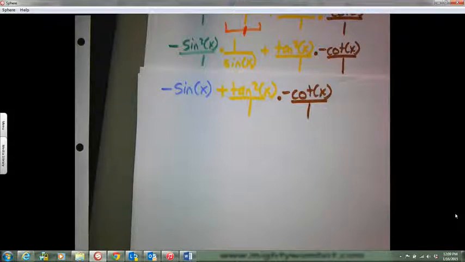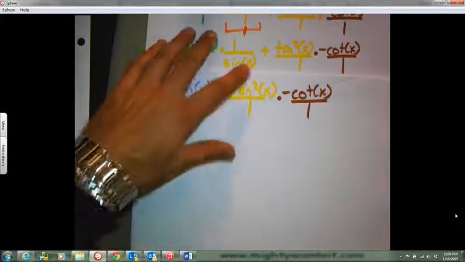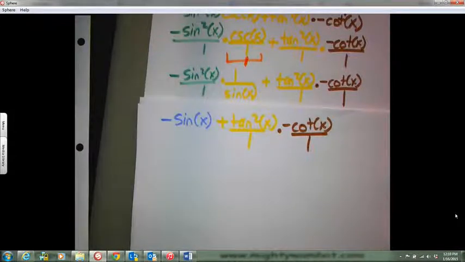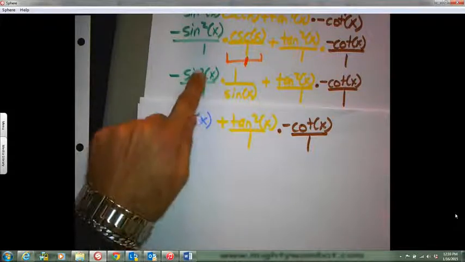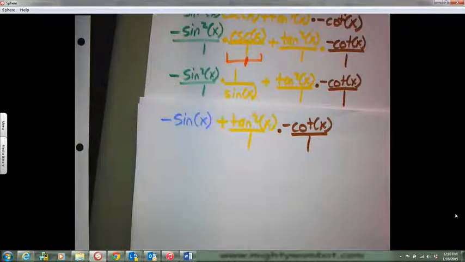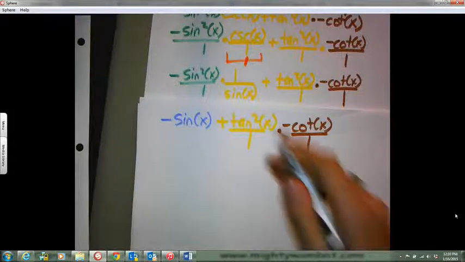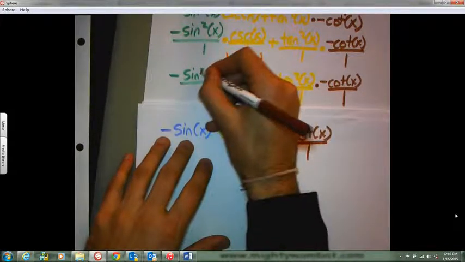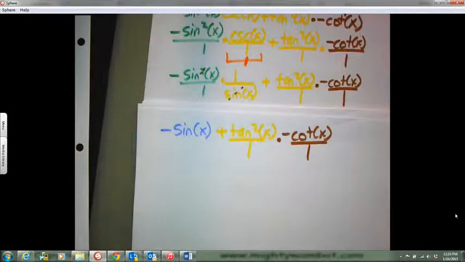Brianna? This one? Why does the squared go away? Someone answer George's question. Why does the squared go away? Chepe? Yeah, exactly. So when you have a fraction, you can cancel out like this. Brianna? Chepe, one more time. Explanation.